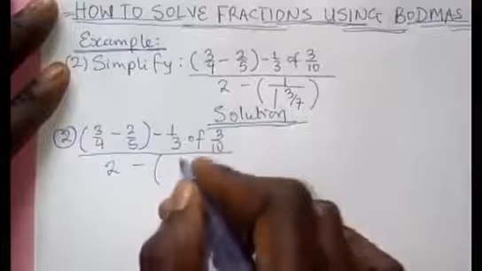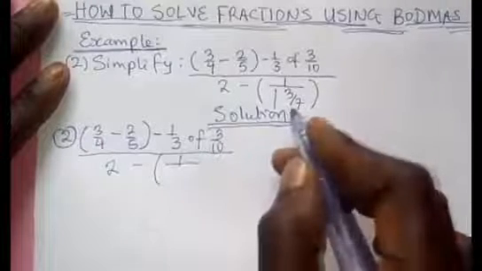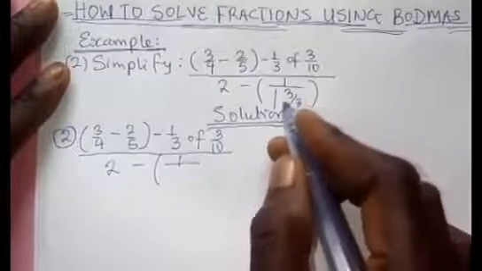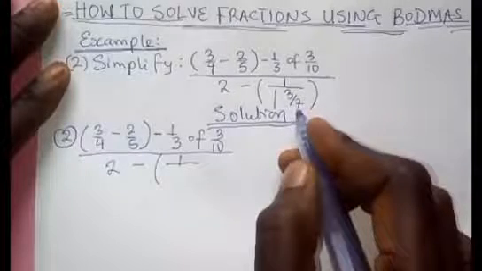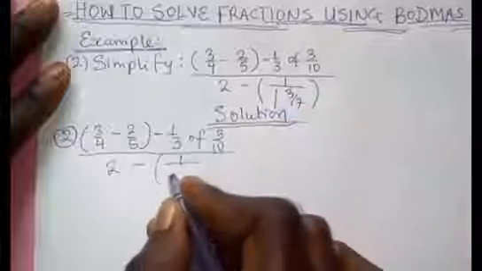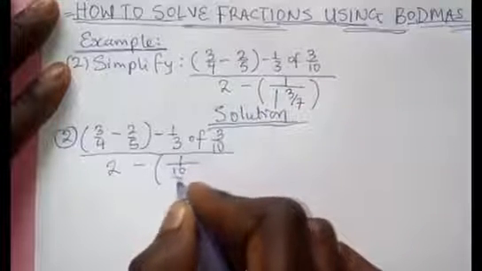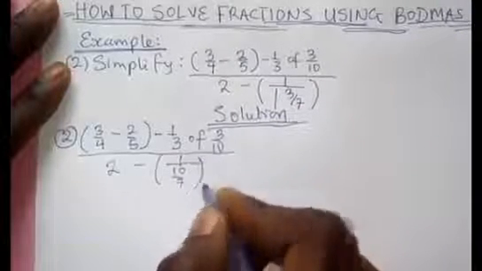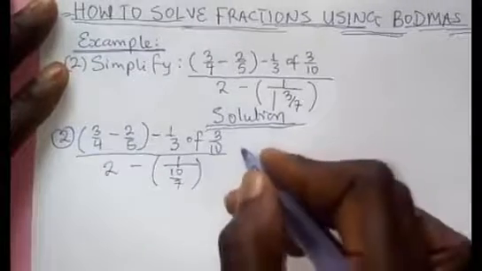Now here's what we're going to do here now. At this point I'm going to turn this mixed number into a mixed fraction. So by using 7 times 1, that will give us 7 plus 3, that will give us 10. So underneath here I'll write 10 upon 7. Okay, so let's move to the next step.